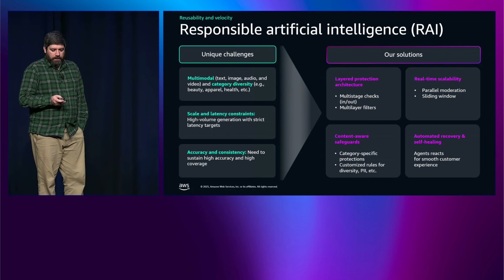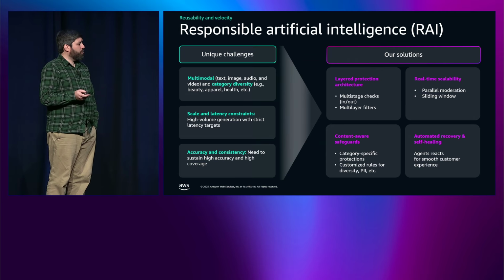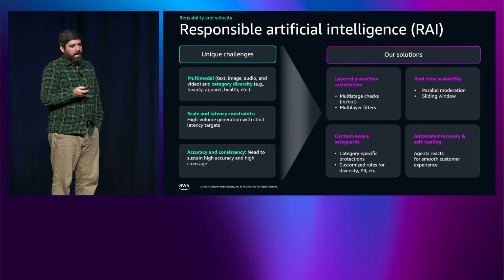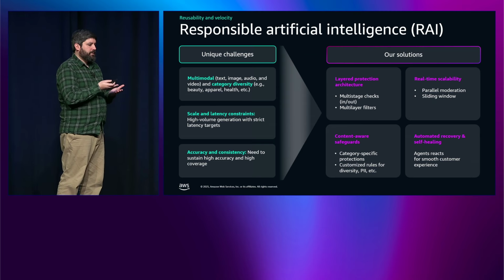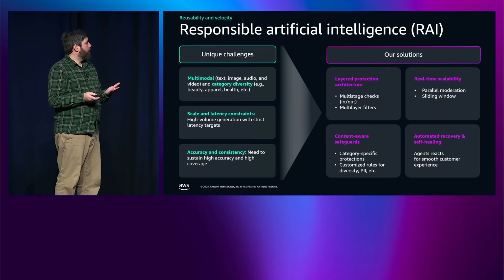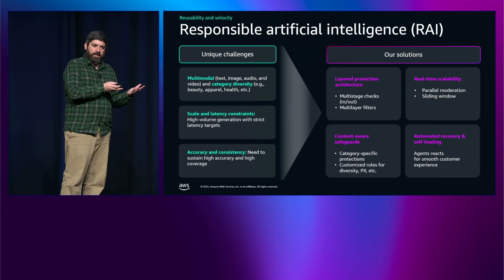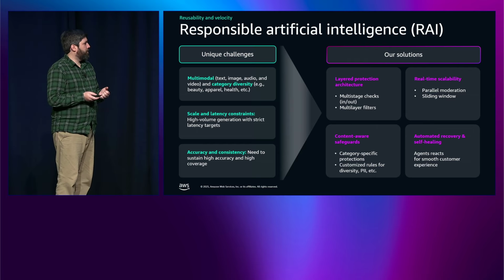Moving forward, RAI is not optional, and it's also not simple. Some of the unique challenges that we faced are that RAI has to work on multimodality. We need to have security and safety through text, images, videos, and audio. But also there's category diversity. A guardrail might work for one category, but not for another category. So we need to make sure we diversify.